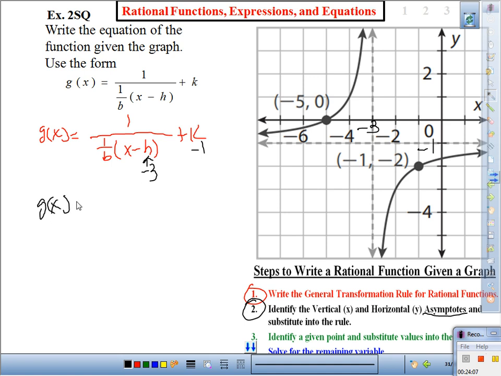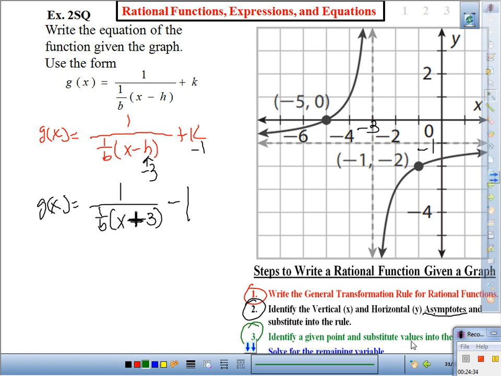G of x equals 1 over b times x minus, check this out, minus 3. And then at the end, minus 1. Now, why did I do this? So I remember to do what? Negative times a negative is a positive. There it is. Okay. So we're done with step 2. Let's go to step 3.